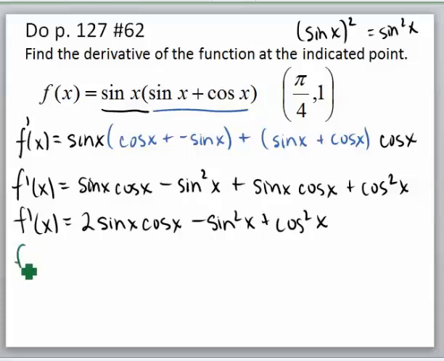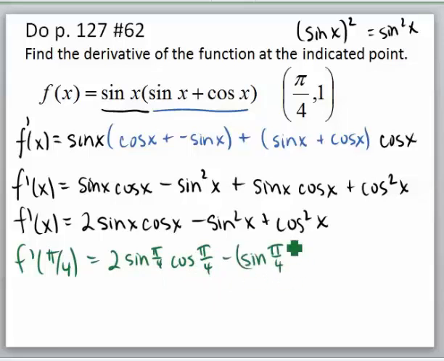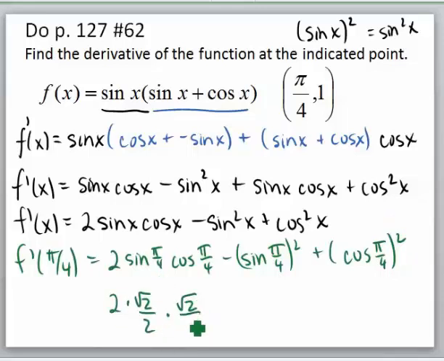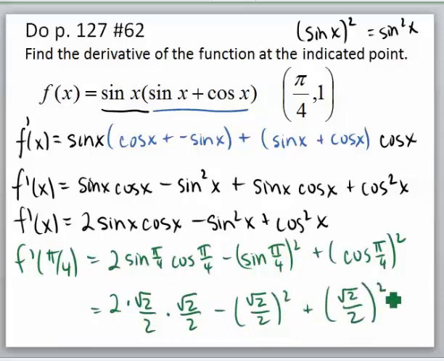We're supposed to figure this out for pi over 4. So I have 2 times sine of pi over 4 cosine pi over 4 minus sine pi over 4 quantity squared plus cosine of pi over 4 quantity squared. The sine of pi over 4 is square root of 2 over 2. The cosine of pi over 4 is square root of 2 over 2. And then I have minus the square root of 2 over 2 squared plus the square root of 2 over 2 squared.